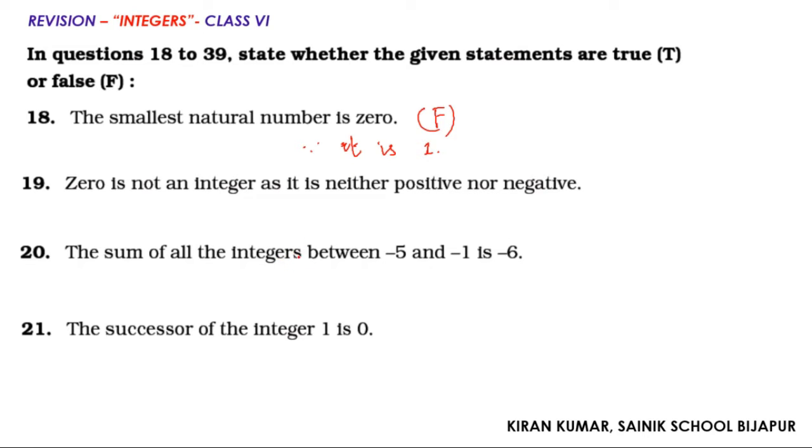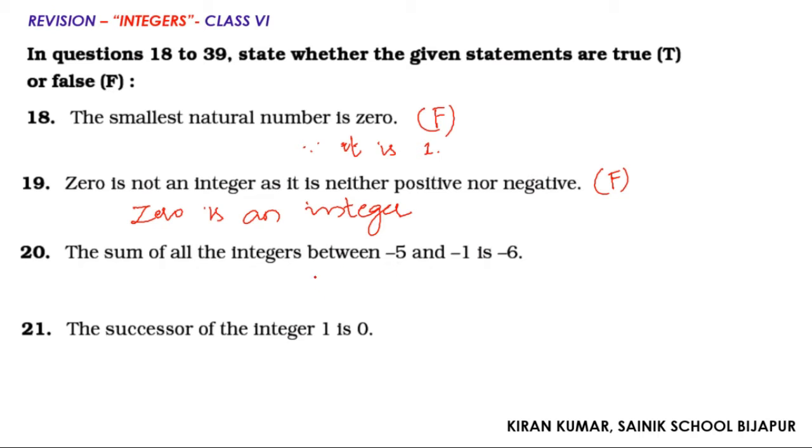Nineteenth: 0 is not an integer as it is neither positive nor negative. This statement is also false because 0 is an integer. Towards the right side of the 0 on the number line, we have got positive numbers. Towards the left, we have the negative numbers. So 0 is an integer.